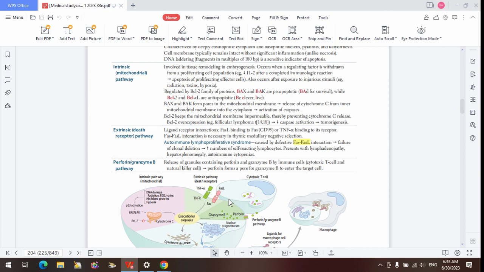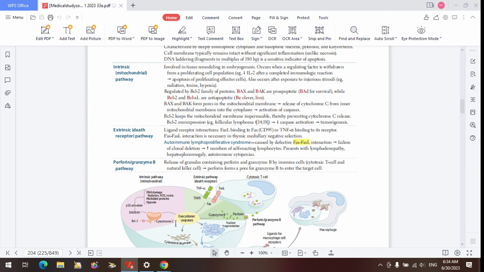They attack self-antigens, particularly in the bone marrow, destroying the red blood cells, the white blood cells, and the platelets, causing autoimmune cytopenia. So once you remember lymphadenopathy, splenomegaly, and autoimmune cytopenia, you know that is likely to be autoimmune lymphoproliferative syndrome, which is due to defective FAS ligand interaction.